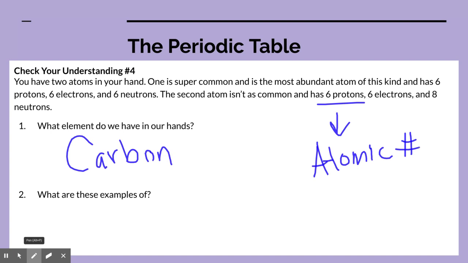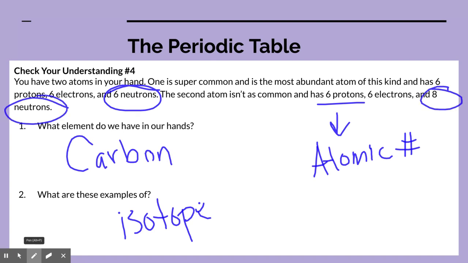We've got 2 atoms of carbon, but 2 different atoms of carbon. So number 2, what are these examples of? Hopefully you guessed it. These are examples of isotopes. So what you have here is 2 different isotopes of carbon in your hand, per se. You've got one that has 6 neutrons, and then you've got one that has 8 neutrons. But remember, they both have 6 protons. So because they have 6 protons, they're both still carbon. They just have slightly different masses, and so they're just 2 different isotopes.